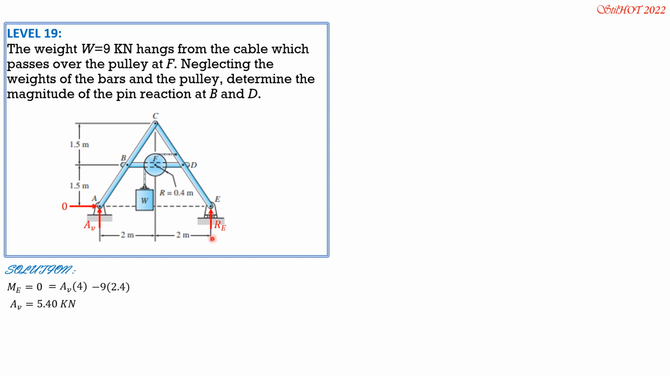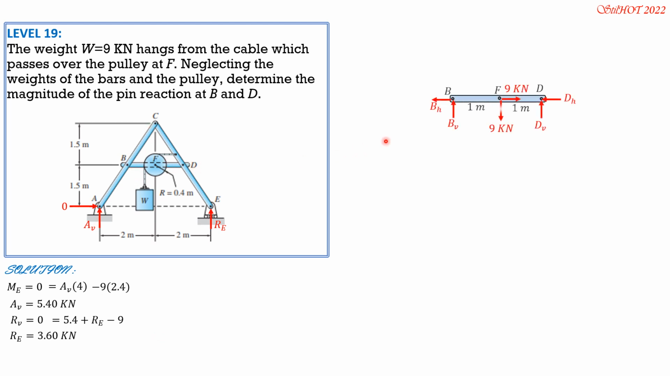Then RE is 9 minus 5.4, or the vertical component of the resultant equals 0 considering the whole system. Then it is equal to AV plus RE minus W, which is 9. So RE therefore is 3.6 kilonewtons. Then we draw the FBD of the horizontal member BFD. By principle, we remove the pulley and put at F, the center of the pulley, the tension 9 kilonewtons downward and 9 kilonewtons to the right.